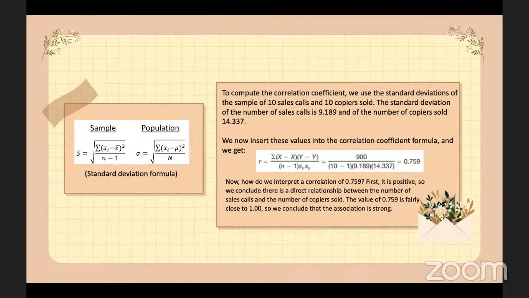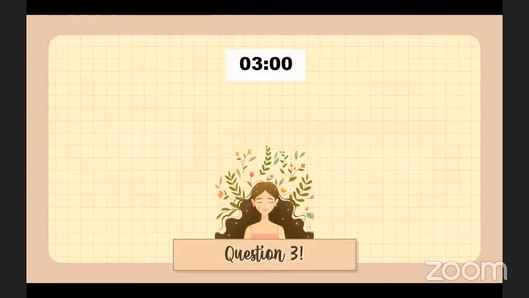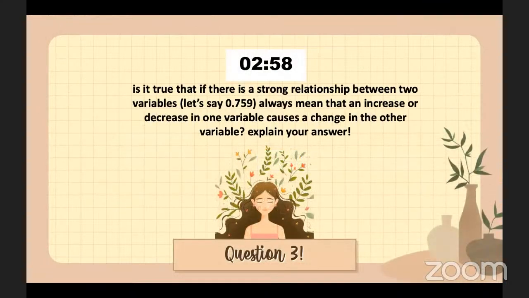Now we move on to the question. Is it true that if there is a strong relationship between two variables, let's say 0.759, it always means that an increase or decrease in one variable causes a change in the other variable? Please explain your answer.